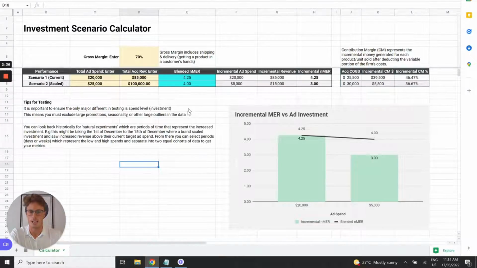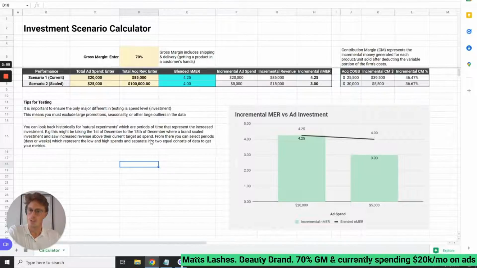So in our calculator here, which we'll provide a link to, we've got a number of different inputs that we use to calculate whether that next dollar stops making us money. In this example, let's call this a beauty brand. Their gross margin is 70%, which includes shipping and delivery. Essentially, how do we get the product in somebody's hands?